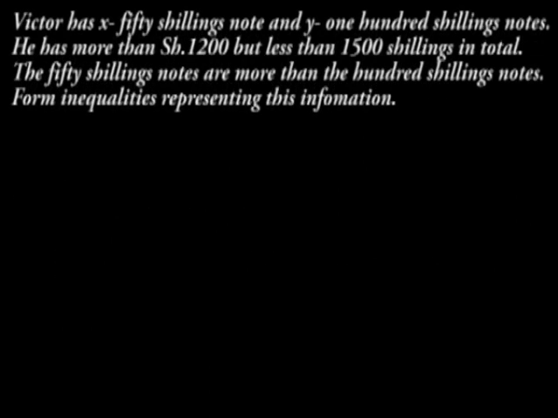Example 2. Victor has X 50 shillings notes and Y 100 shillings notes. He has more than 1,200 shillings but less than 1,500 shillings in total. The 50 shillings notes are more than the 100 shillings notes. Form inequalities to represent this information.